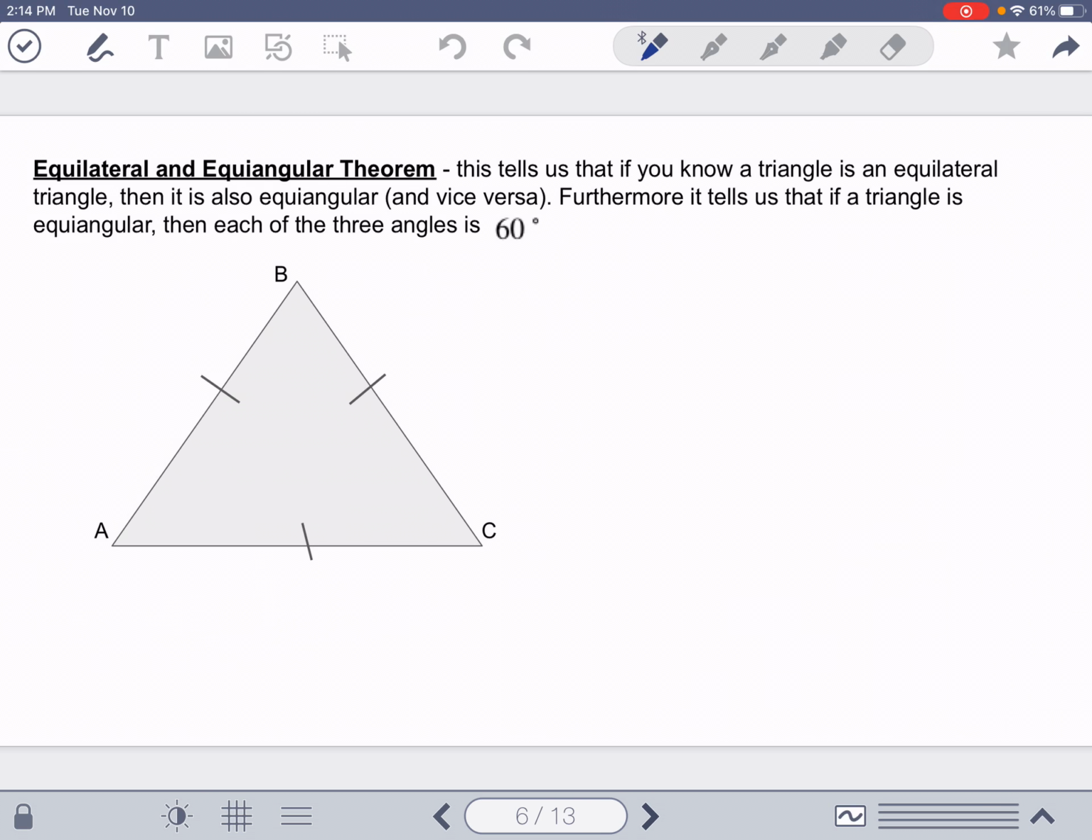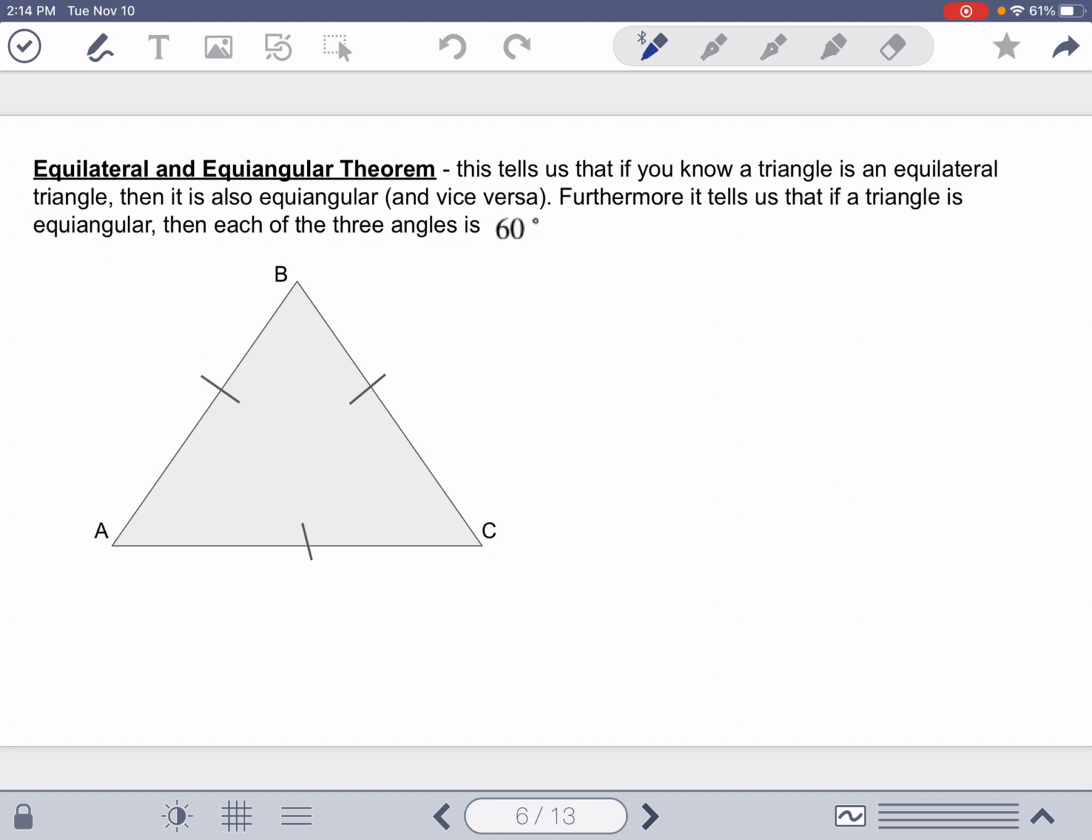So now we have this equilateral, equiangular theorem. I've been talking about this a little bit. This tells us that if we know the triangle is an equilateral triangle, then it's also equiangular, and vice versa. So if it's equilateral, it's automatically equiangular. If it's equiangular, it's automatically equilateral. When we know that it is equiangular, then each of the three angles is 60 degrees.